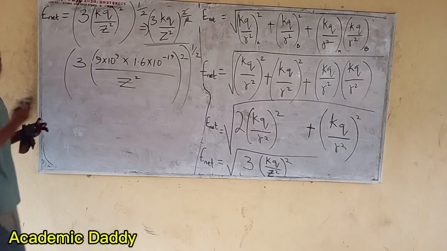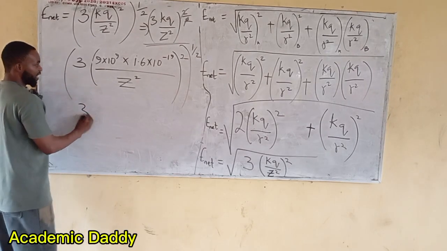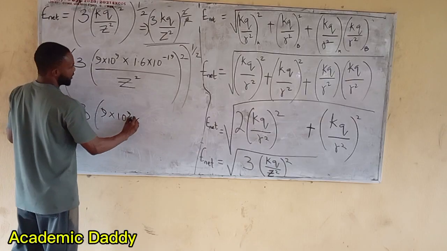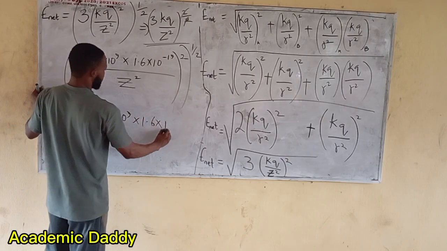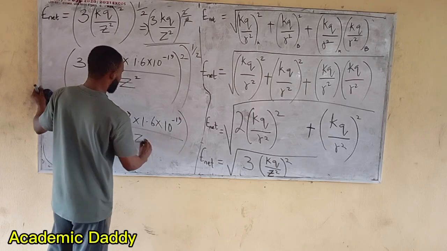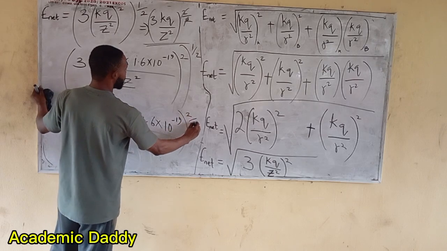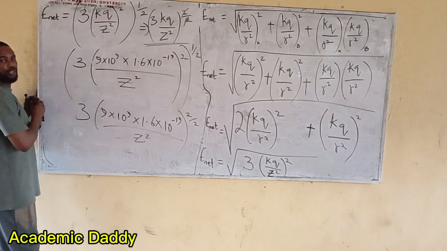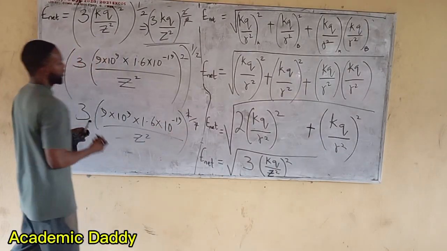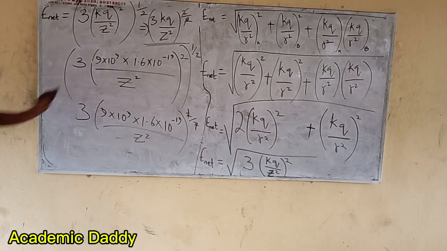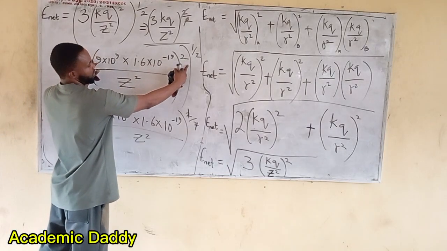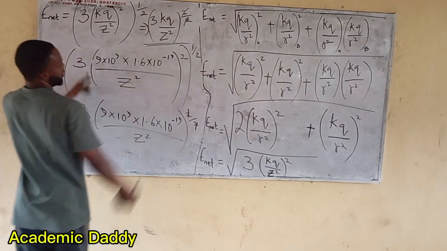Or do you know what we can do? Instead of suffering ourselves, let's do everything here: 9 times 10 raised to power 9 times 1.6 times 10 raised to power minus 19, all Z square raised to power 2 over 2. That is the power law. Then the 3 also is raised to power 2, but they have to put it inside that bracket.